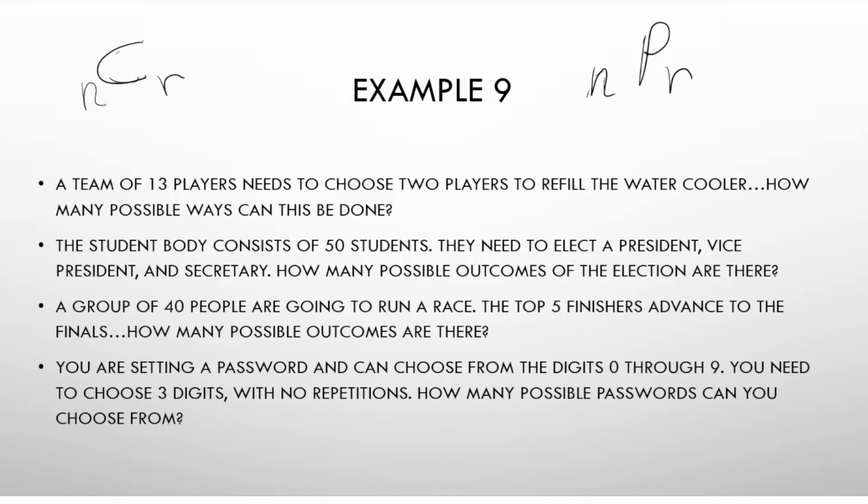So the key idea here is we have to first determine how many people there are, whether the order matters in how we pick them, and then how many we are picking. The C and the P just denote which formula we're using. We'll be utilizing technology to do those calculations as opposed to doing them by hand.